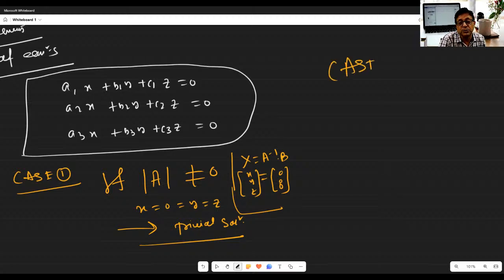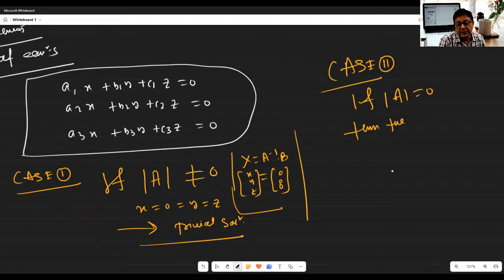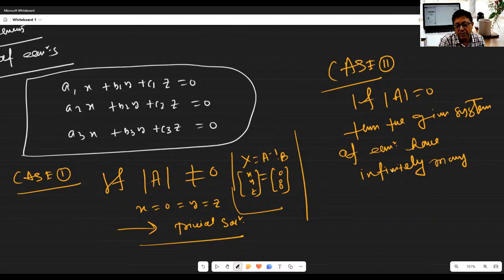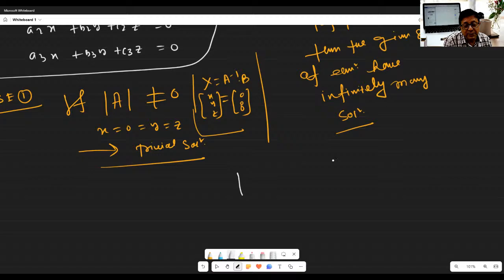Case 2, let us note it down. Case 2: if delta equals 0, then the given system of equations has infinitely many solutions. Is that clear? So this is one advantageous position. For a homogeneous system of equations, if the right hand side is 0, then it will have either the trivial solution, all three equal to 0, or infinitely many solutions. I am giving you two problems here. Solve it. Decide whether the given system of equations has a trivial or non-trivial solution.